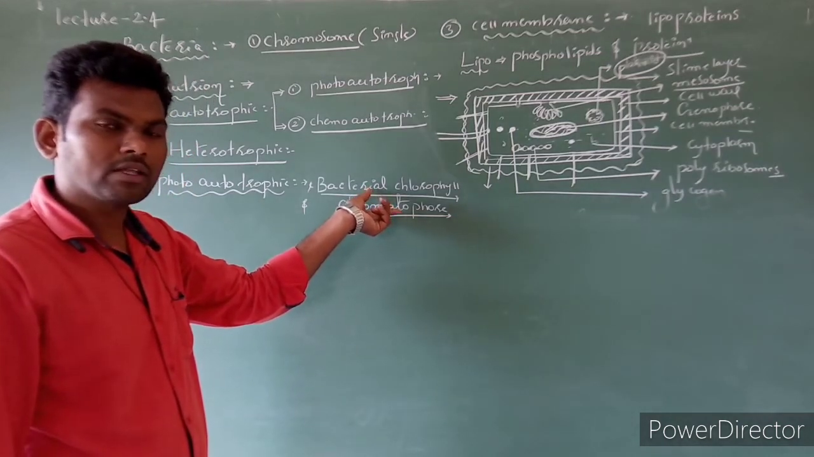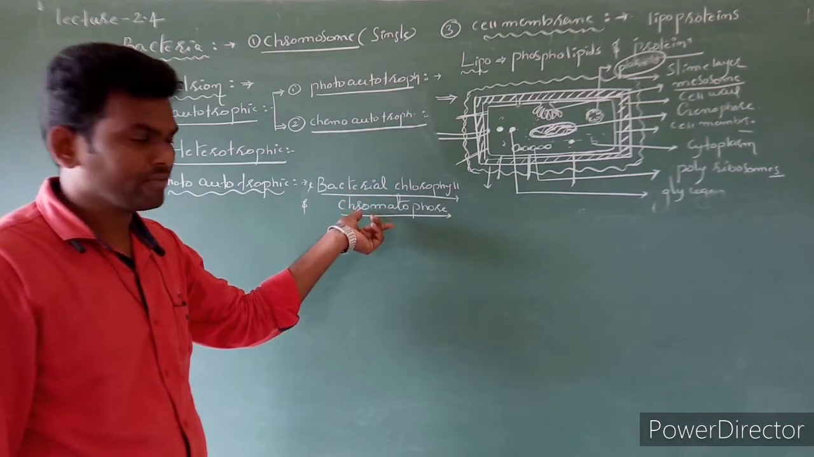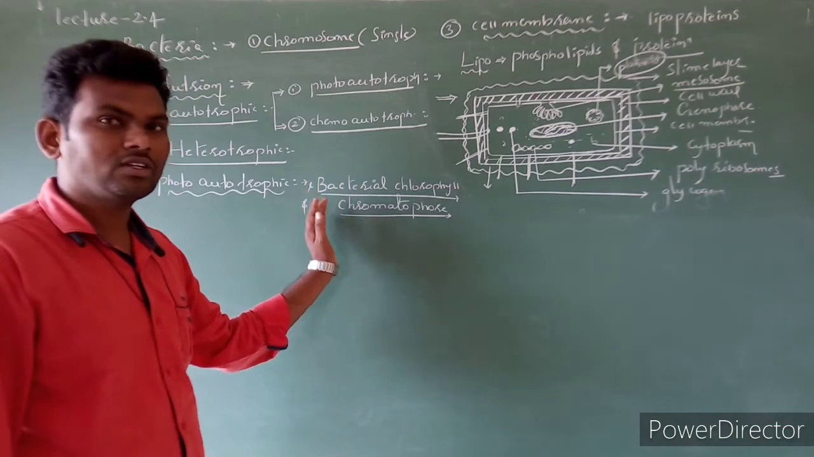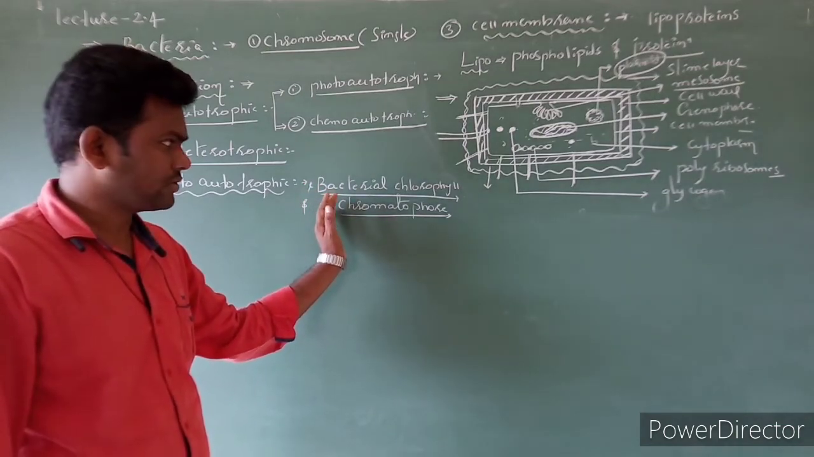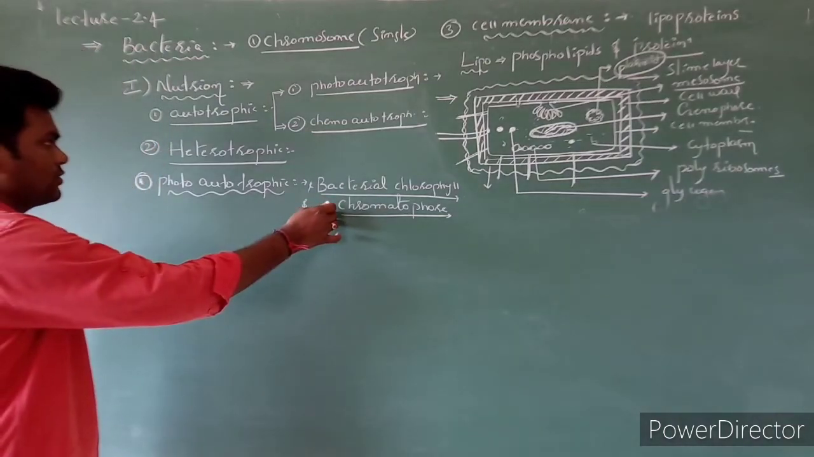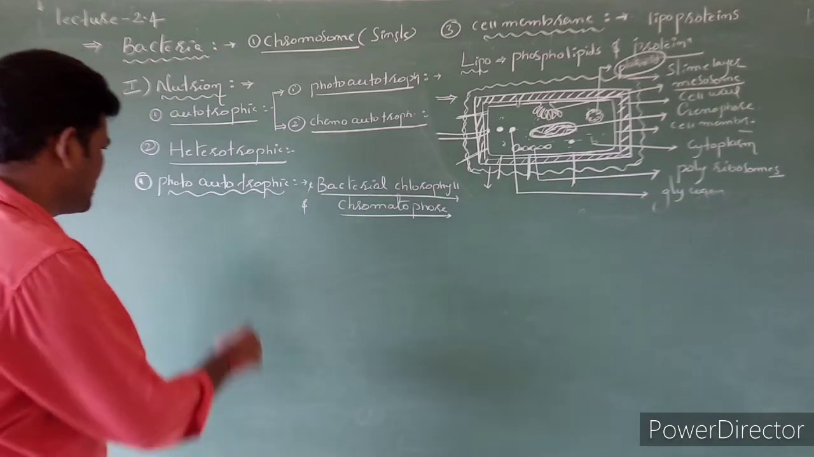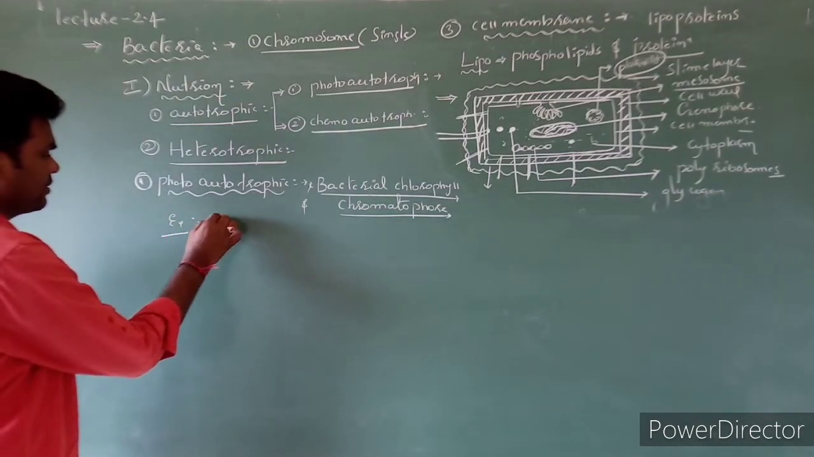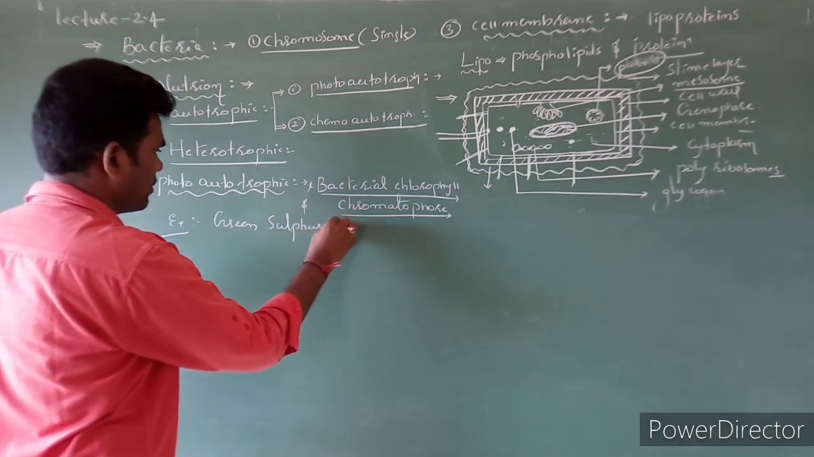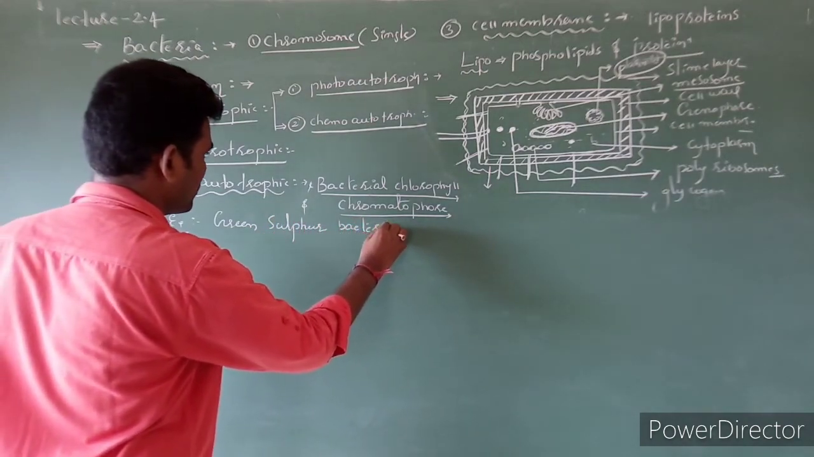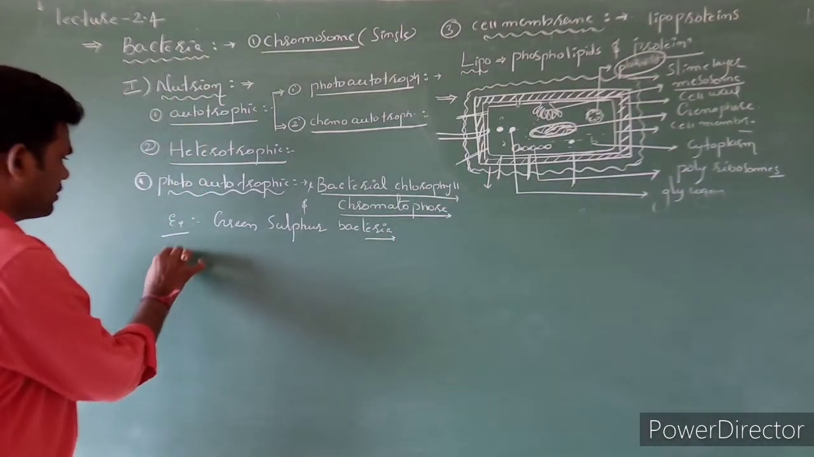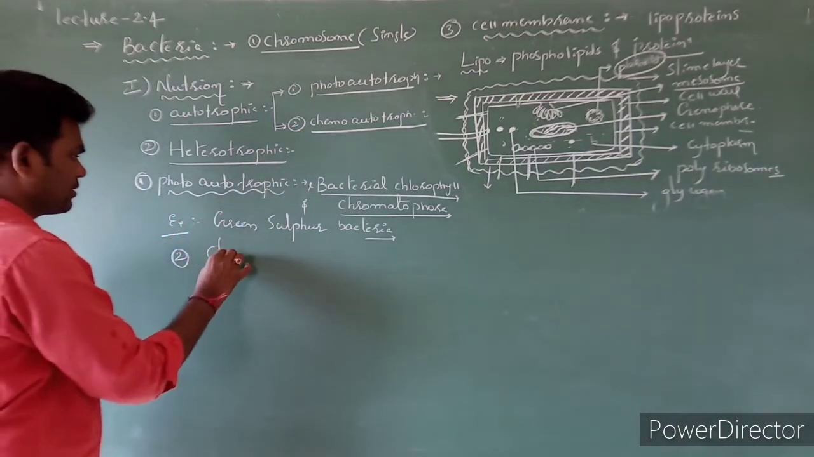The chlorophyll has the capacity to capture sunlight. The sunlight is converted into chemical energy, and the chemical energy is useful for preparation or storage of organic substances. Clear? So these are what? Autotrophic, photoautotrophic bacteria. Example: green sulfur bacteria. Next one is chemoautotrophic.